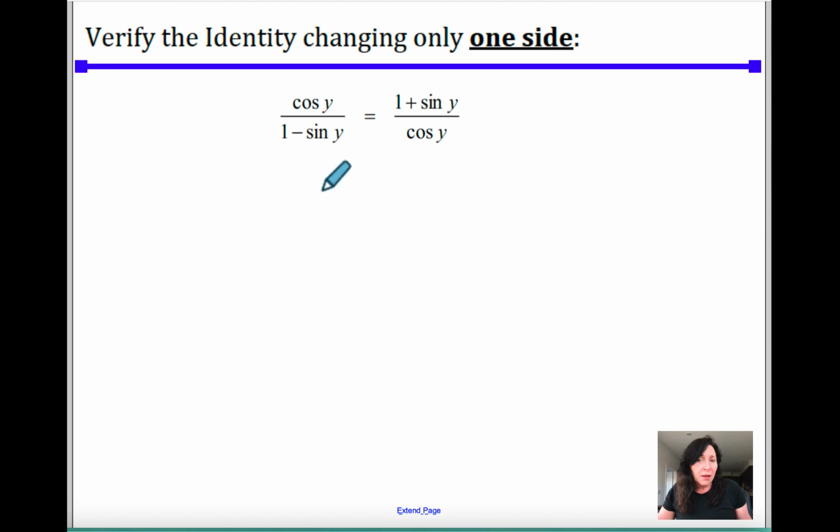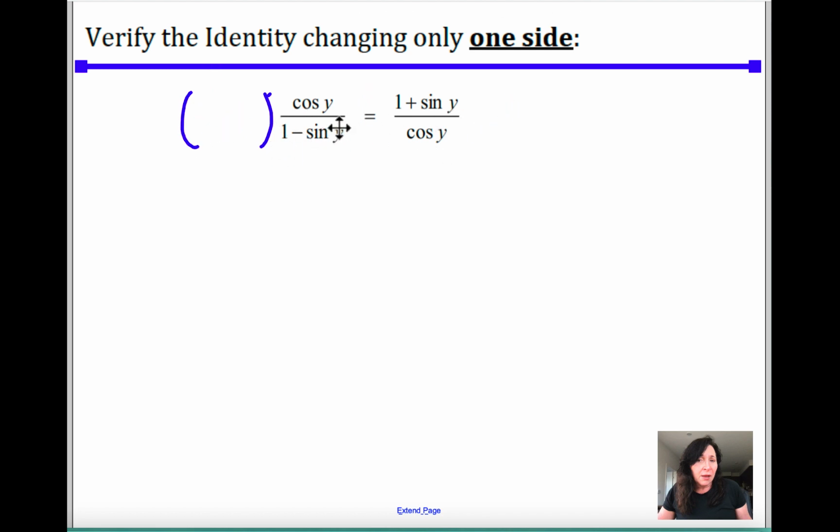This one, what I want you to do is simplify just one side. And because it's a proof, work the left side or work the right side, but really, really try to work one side only. And by working one side, what I'm asking you to do is to try to make this side look like that side.